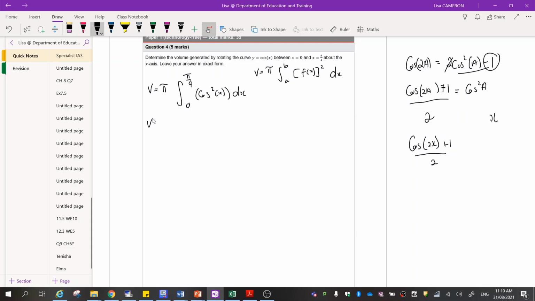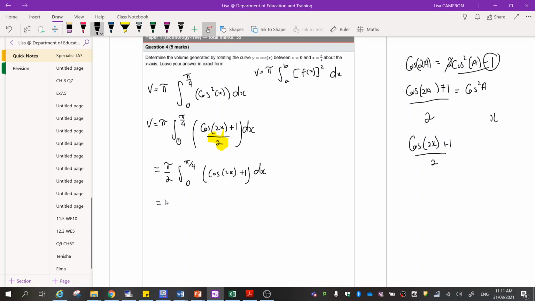Okay, so let's replace that in our function now. So volume is equal to pi, integrate between 0 and pi on 4, bracket, cos 2x plus 1 all over 2 with respect to x. Now, before I integrate, to make my life a little bit easier, I'm going to take this part to the front. Both terms are being divided by 2, so I can take it out the front and it becomes a later problem. So that is pi on 2, integrate from 0 to pi over 4, and now I'm just integrating this nicer function with respect to x.